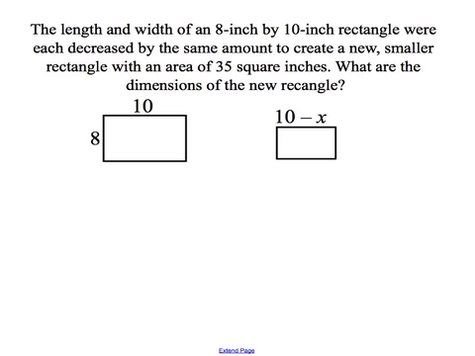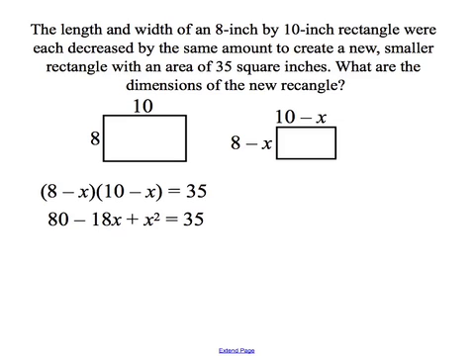But then our new one, we reduce the 10 by a number, 10 minus x, and we reduce the 8, the width, by the same number, 8 minus x. So of our new rectangle, we have the length times the width is equal to 35 as shown here. It's a pair of binomials with a product of 35.